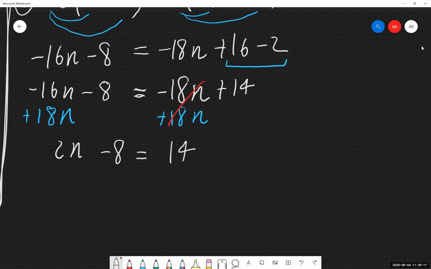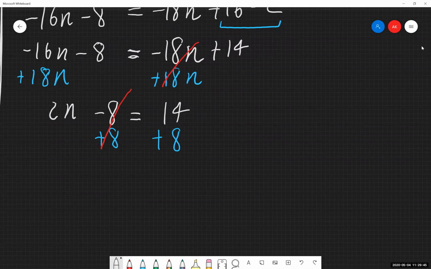So now we have 2n minus 8 on the left-hand side. I want to isolate the variable term on one side by eliminating all the constant terms on that side as well. So I want to get rid of this minus 8 that's in there. It is attached to the 2n through subtraction. I undo subtraction with addition. So I'm adding 8 to both sides. Cancels out over here.